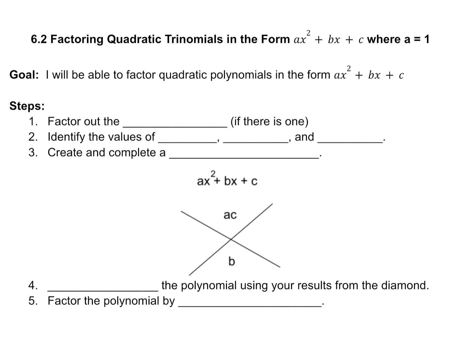Today's lesson is for section 6.2, factoring quadratic trinomials in the form of ax squared plus bx plus c, where a is equal to 1. In order to do this, we have 5 steps to follow. The first step with any factoring problem is always to factor out the greatest common factor if there is one.